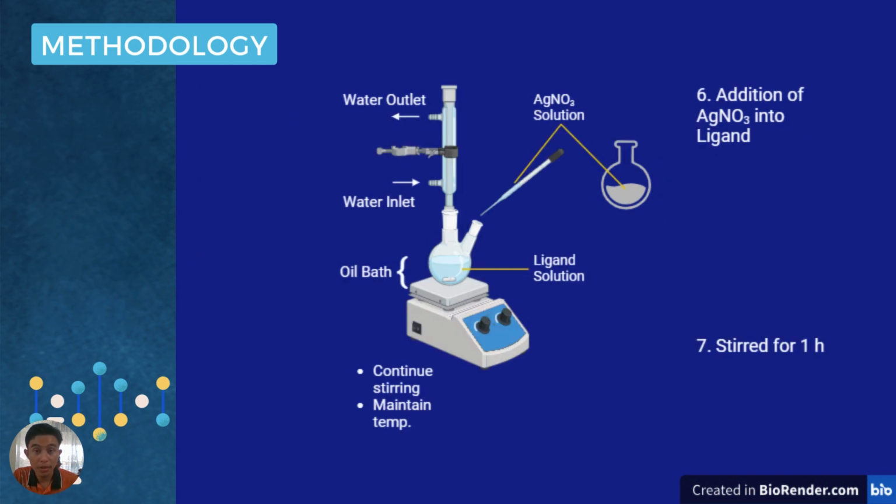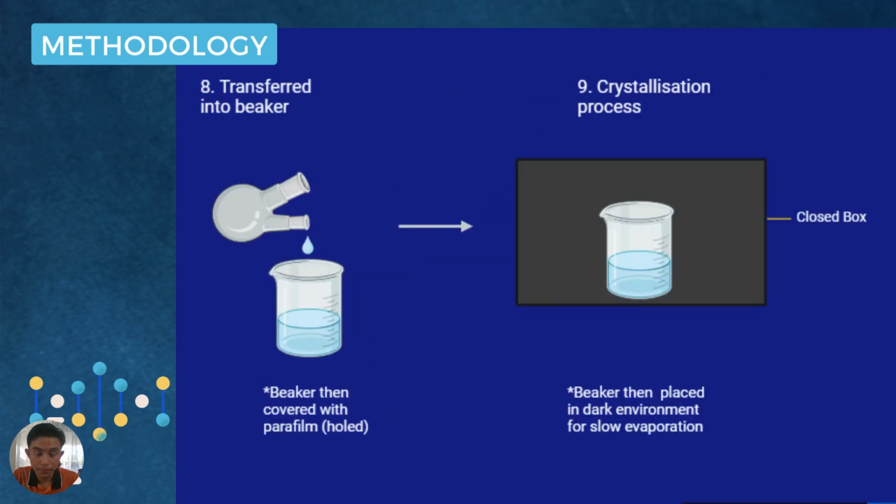Once the ligand is dissolved, we introduce the solution of silver nitrate. And then after that, for the crystallization process, we use the slow evaporation method in a dark environment.